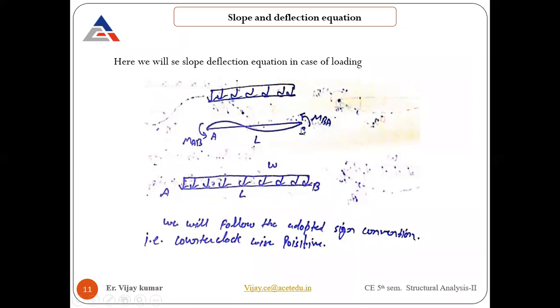Here, if you see, there is a loading system which has a UDL over the beam, and the way it's going to deflect is visible on your screen. These are the notations of our positive sign convention. This is positive, and this is also positive. So MAB is in the anti-clockwise direction, MBA is also in the anti-clockwise direction. This is our positive sign convention that I'm taking here.